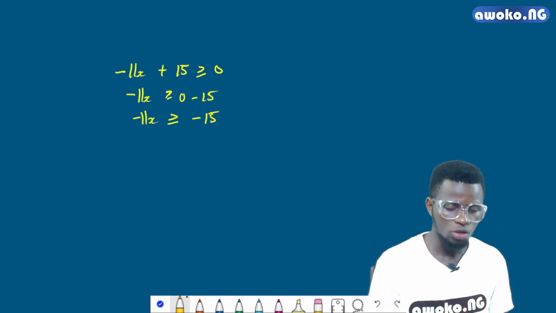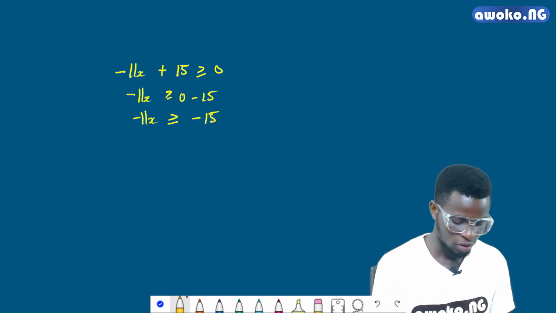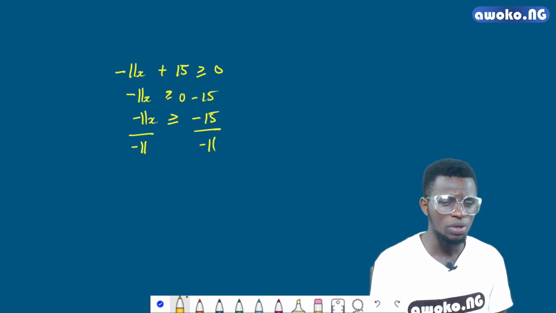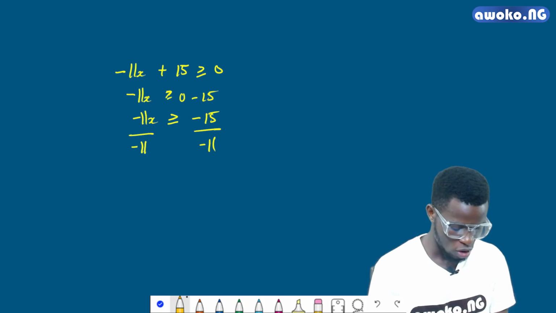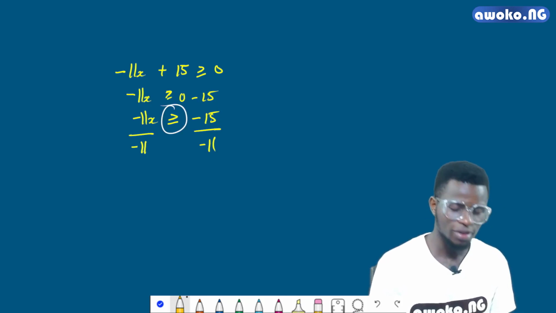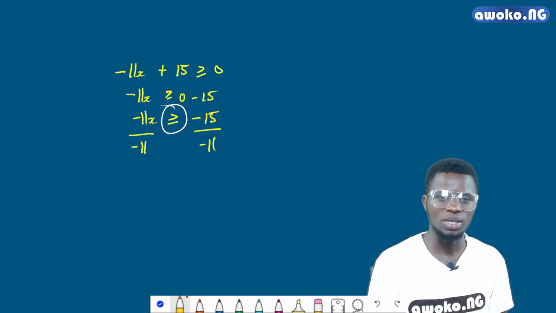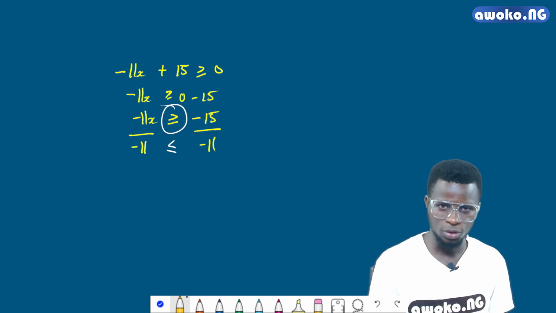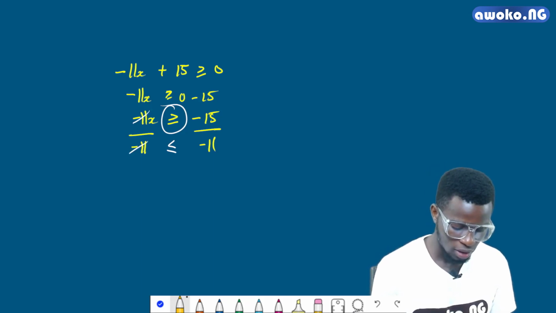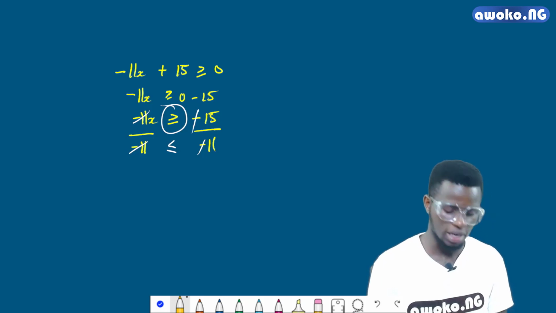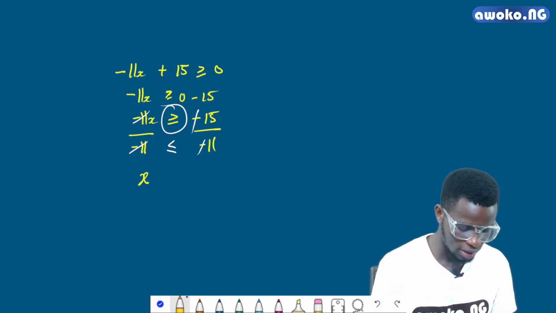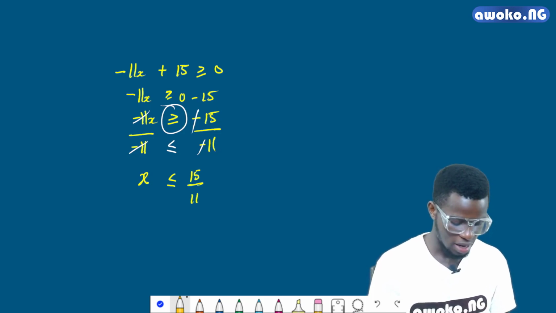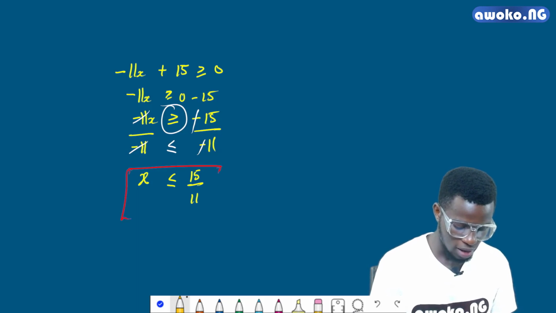What is the next step? We are going to divide through by minus 11. If I divide through by minus 11, what then happens? Remember, we said that if we are dividing through by a negative value, the greater than or equal to sign has to change to less than or equal to. So this cancels this, and the negative sign cancels the negative sign. We are left with x is now less than or equal to 15 all over 11. And this forms our final answer.